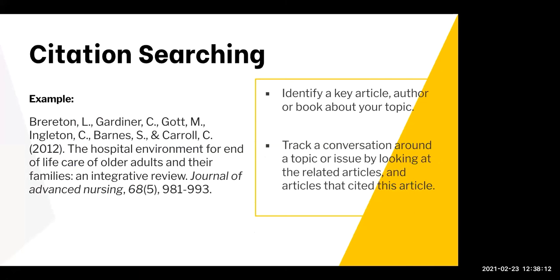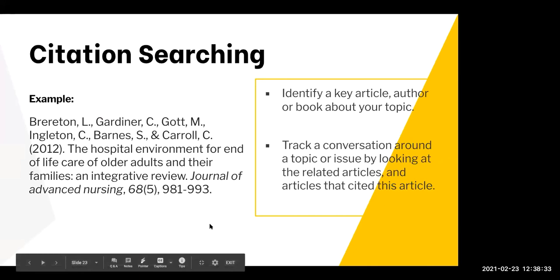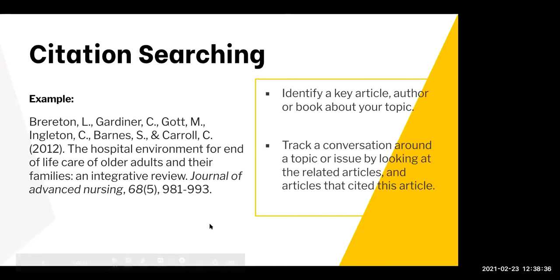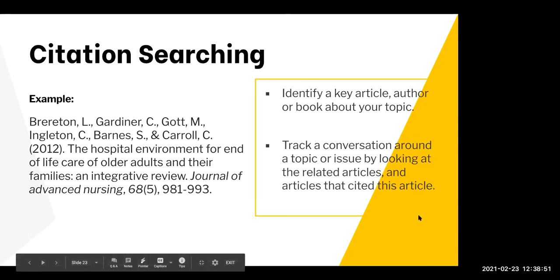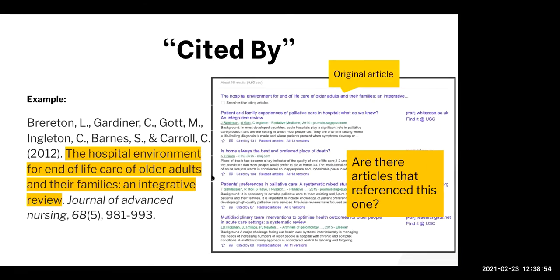And then there is this. One of the things I mentioned at the very beginning was that one of the ways you can expand your search results is by looking at the reference list of an article or looking at other articles that have cited it. You're essentially just searching the citations. It's helpful if you find a really good article that's relevant and you want to see what other authors cited this particular author, what the references are. It's a good way to track a conversation around a topic or an issue, identifying a key article in a field.